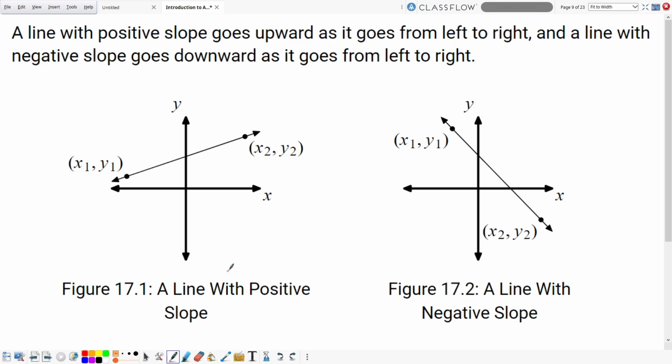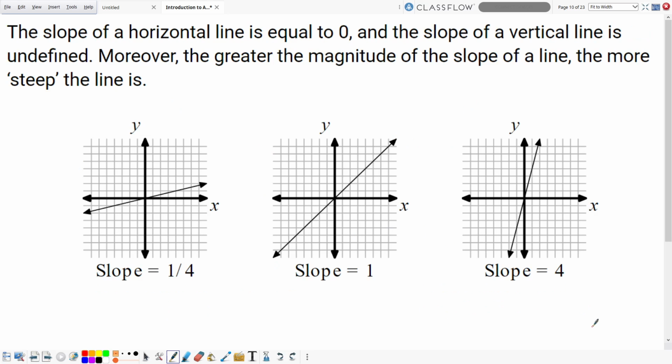So again, positive slope means your line is going to go upward. Negative slope means your line goes downward. And then I believe this is the last one we're going to talk about with slope for a little bit. The magnitude of your slope determines the steepness of your line. And what I mean by that is the magnitude, the greatness of the number you're using. So the smaller the magnitude of your slope is, the less steep your line is becoming.